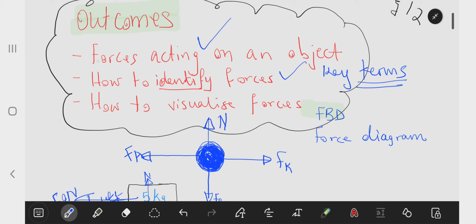So from the outcomes now, we know the possible forces that can act on an object, and we also know how to identify these forces using key terms. And now we can get a feel of how to visualize these forces. So in the next lessons, I'll be doing examples of a scenario whereby I'll identify all the forces that are acting on an object. And then after identifying all those forces, I will visually represent them using a free body diagram.